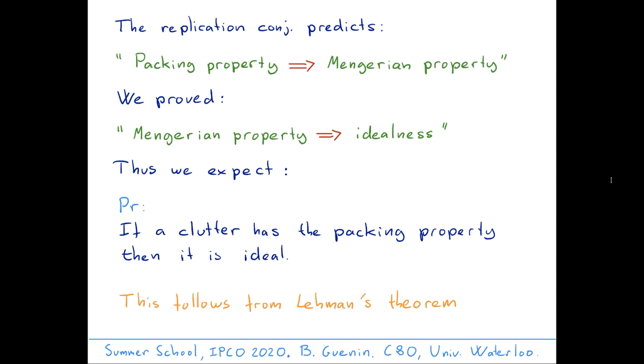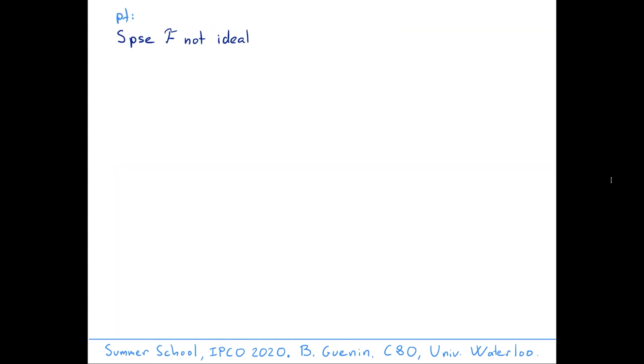So what we're going to do is to prove the contrapositive. So we'll prove that if a clutter is not ideal, then it doesn't have the packing property. So suppose F is not ideal. Then F has to contain a minimally non-ideal minor H. And we will show that H doesn't pack, which will prove that F didn't have the packing property as required.